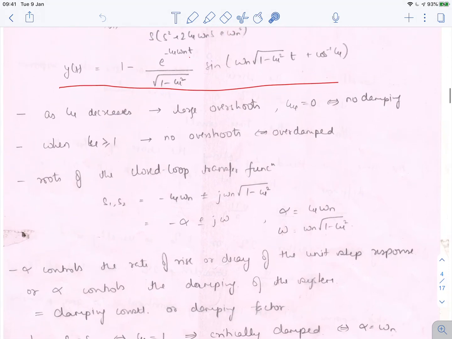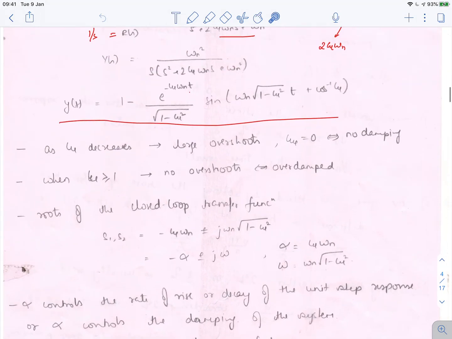Okay, now let's compute the roots of this transfer function. The roots of the closed loop transfer function, there would be two roots because this is a second order system, and we have minus xi omega n plus minus j omega n under root 1 minus xi square. Okay, and we can represent them as minus alpha plus minus j omega, where alpha is xi omega n and omega is omega n under root 1 minus xi square.